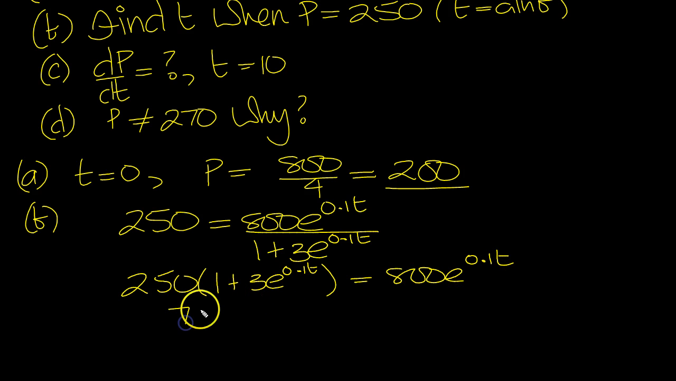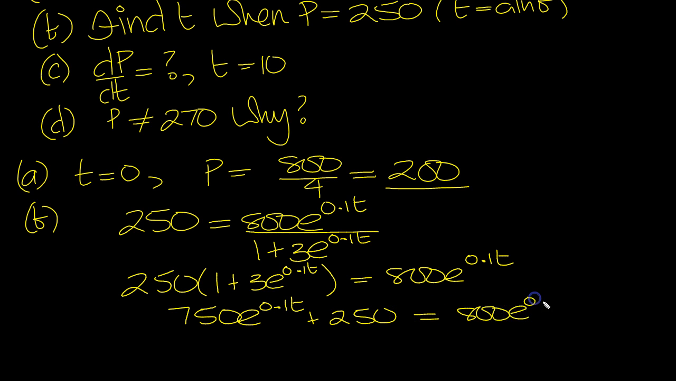So what have we got? We've got 750 e to the 0.1 T's here, plus a 250. I've decided to write them in reverse order for some reason. Move the 750 lots of that over there. 800 of them, take away 750 of them, it's just 50 of them.